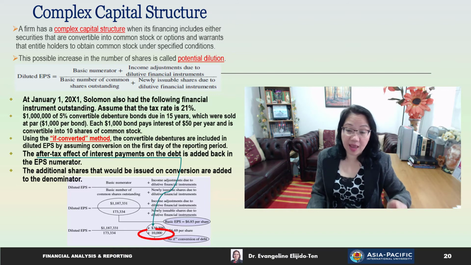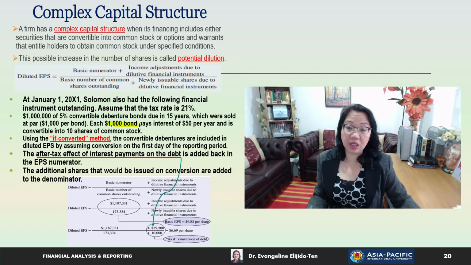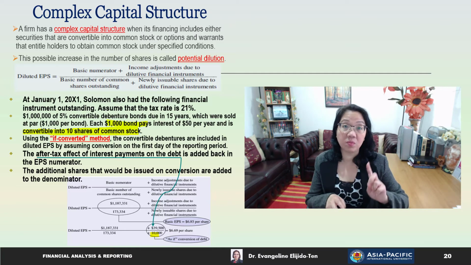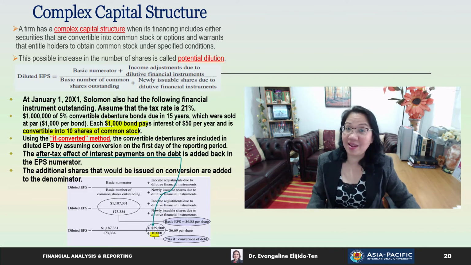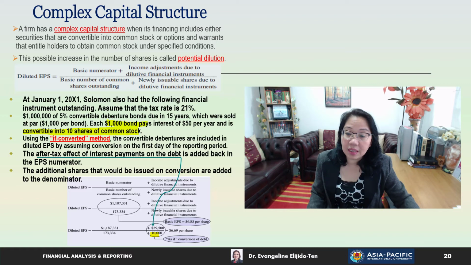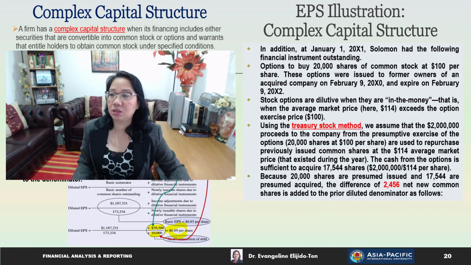So how did we get the 10,000 shares there? It actually says here that each $1,000 bond converts into 10 shares. So 1 million divided by 1,000 times 10 would give us 10,000 shares. All right, so in this case, the calculated diluted EPS would be $6.69 per share. Let's continue on with this EPS illustration.